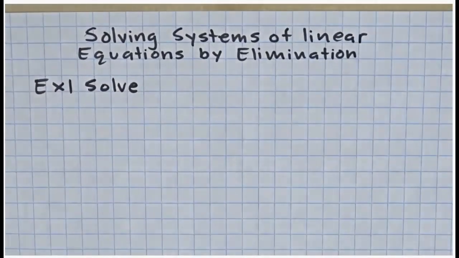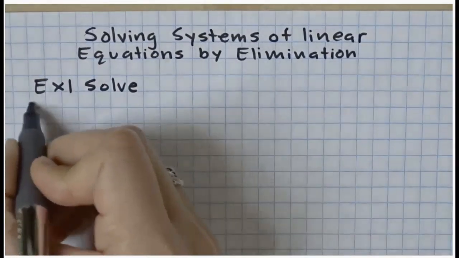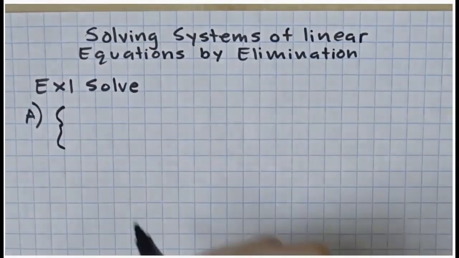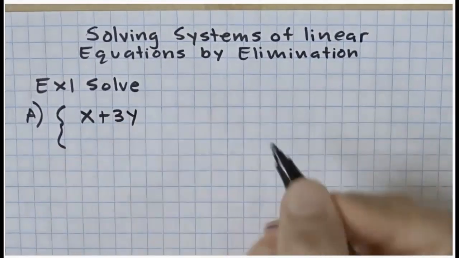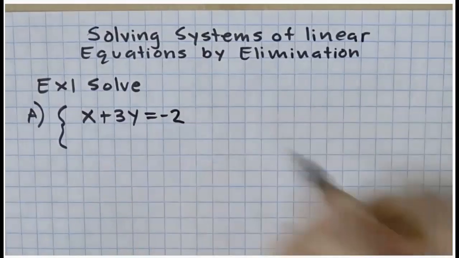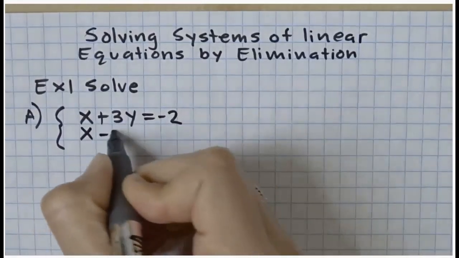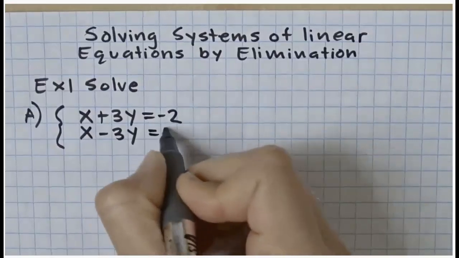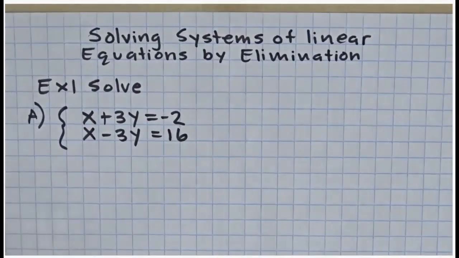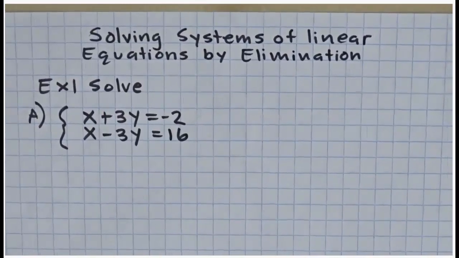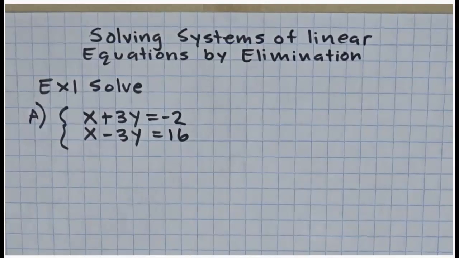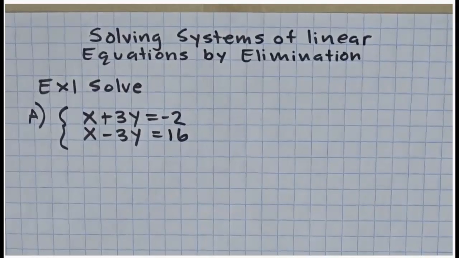And the same instructions are to solve this, meaning we're trying to find the intersection point. So this time I have x plus 3y equals -2. And then I have x minus 3y equals 16. Now, these two equations, you can already tell there is not an isolated variable. There is not one variable by itself on the left side of the equal sign. These are both in standard form.